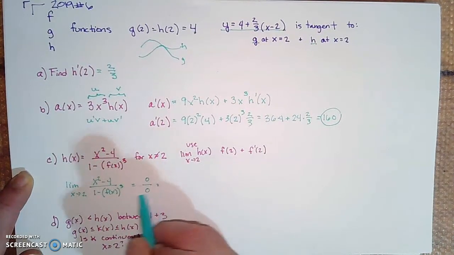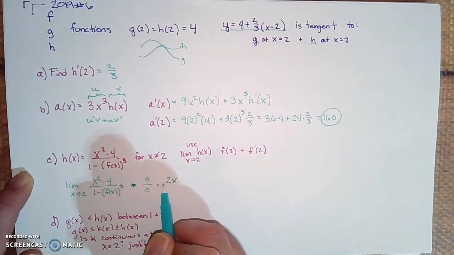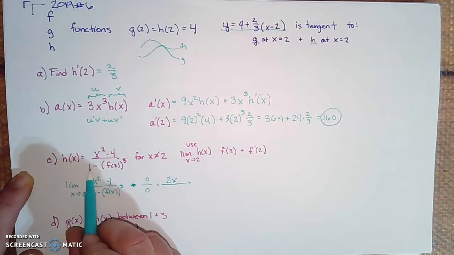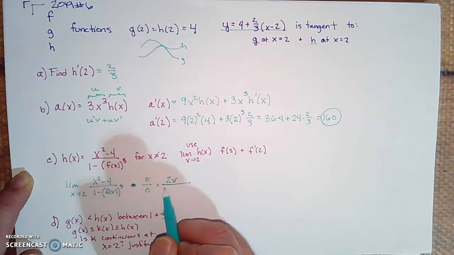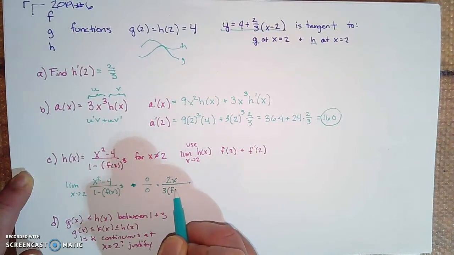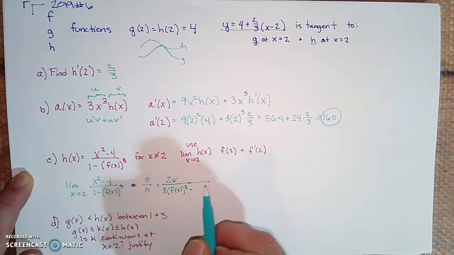So it's going to be 2x on top over, now the derivative of the bottom would be the 1 goes away, and the derivative of this piece right here would be 3 f of x, close parentheses, squared, times the derivative of the inside, which is f prime of x.